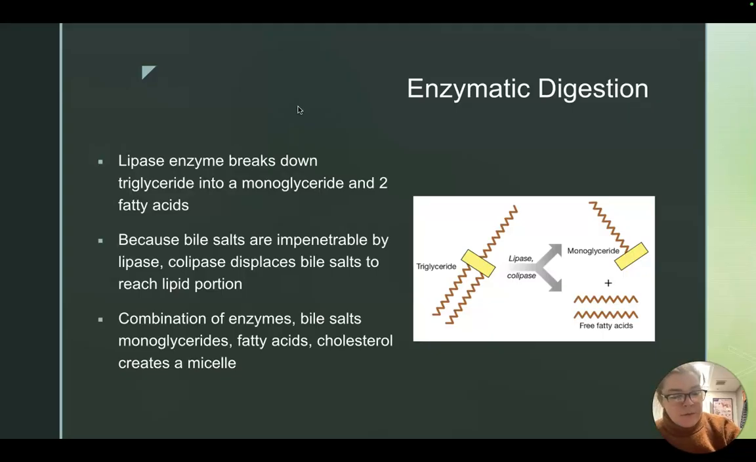this micelle is created, and it's a bundle of enzymes and bile salts, the fatty acids that have been broken down, the monoglyceride, and cholesterol. It's all bundled into this micelle.